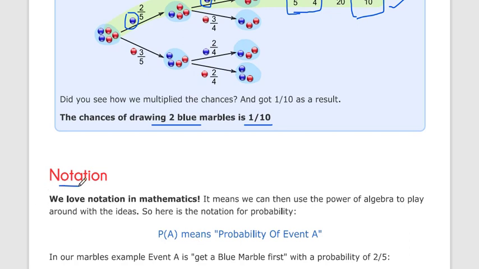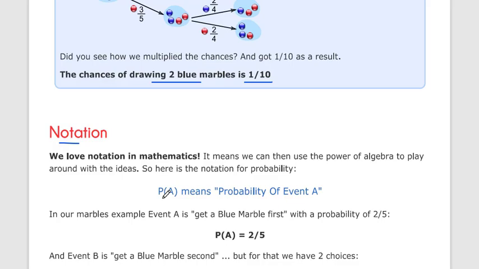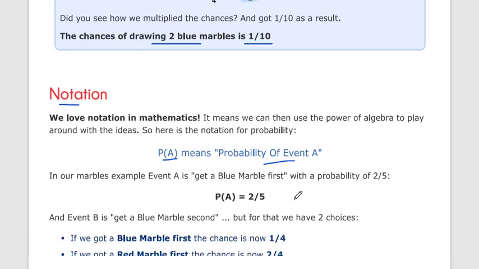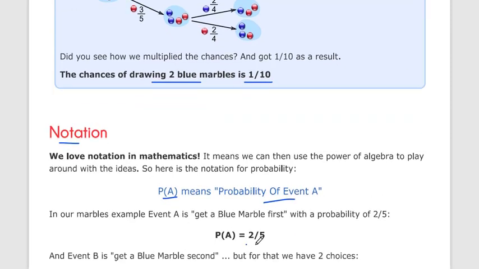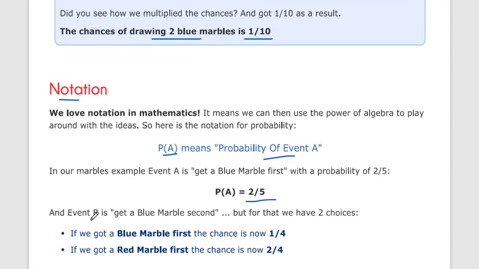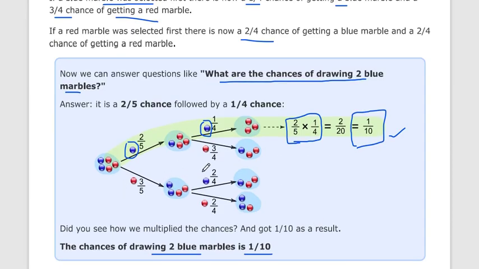Now notation. In the previous topics, independent and mutually exclusive, we noted probability. We already discussed that P of A means the probability of event A. So the first event A, picking up the blue marble, is 2 by 5. Now event B, let's say getting a blue marble second. But we have two choices. We already know we have two choices in the second, as we have to pick two marbles.